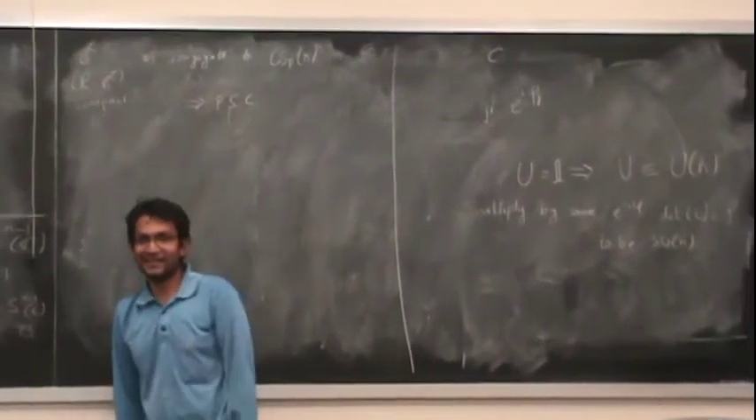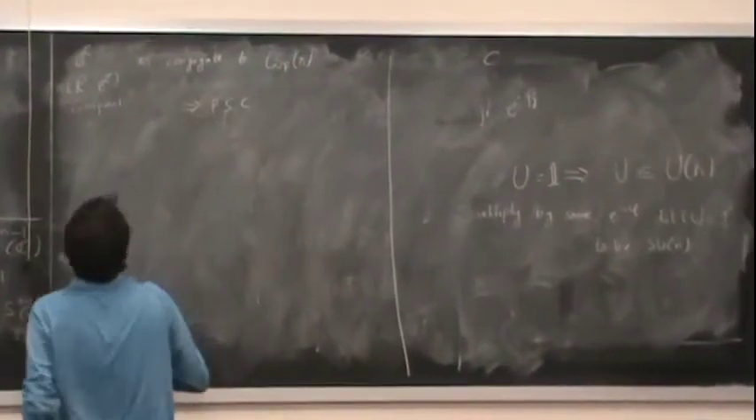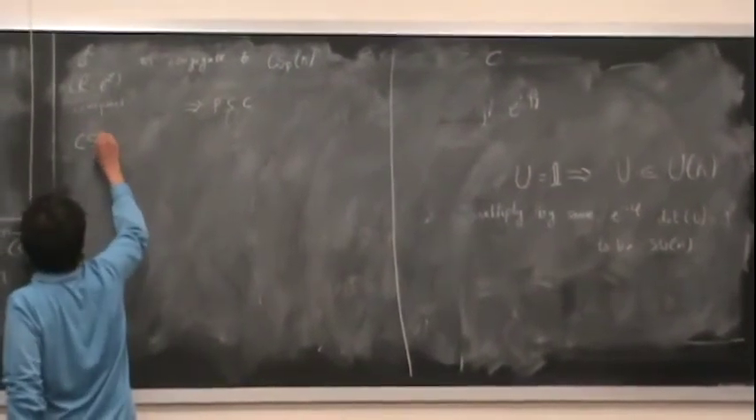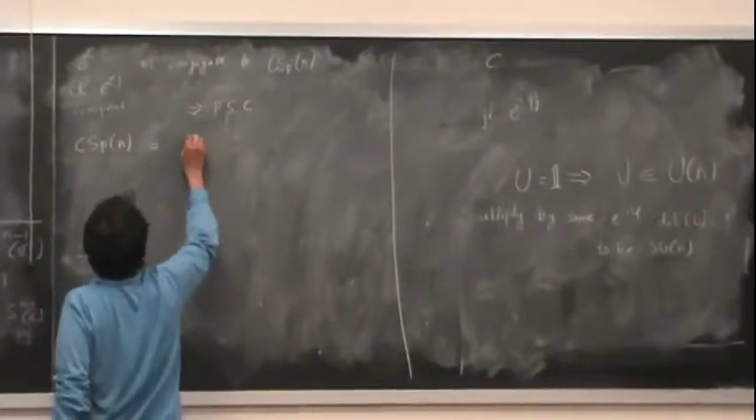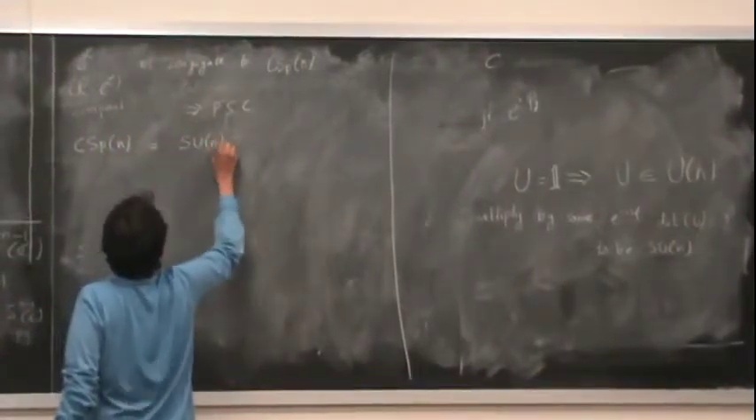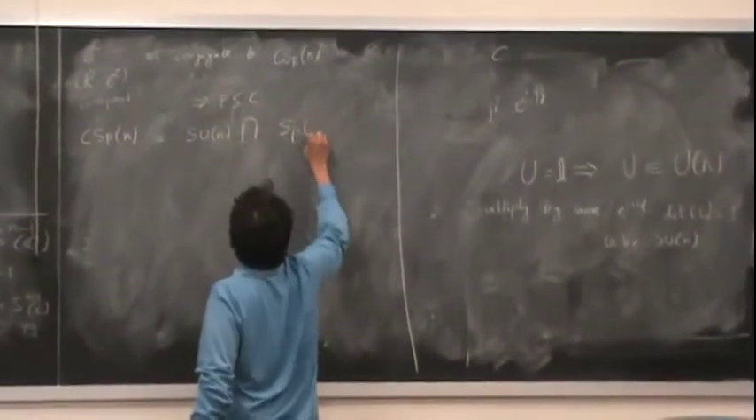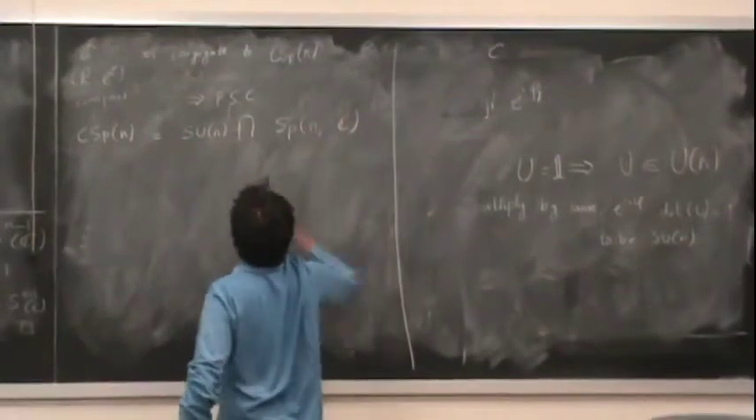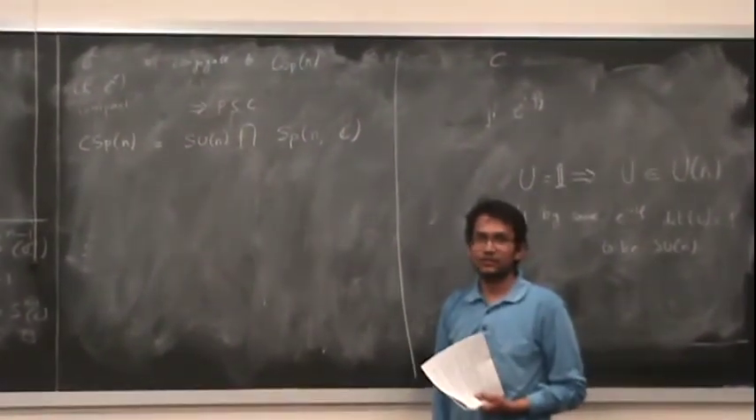Yes, I will define that. But these will be there in the notes that we'll put up, so you can read that there. The compact symplectic group in n dimensions is the intersection of SU(n) with the symplectic matrices in n dimensions over the complex field. So it's just the set of n by n symplectic matrices that are also special unitary.